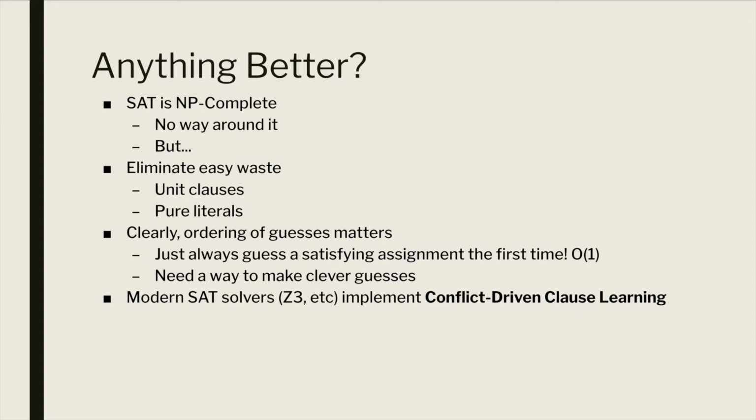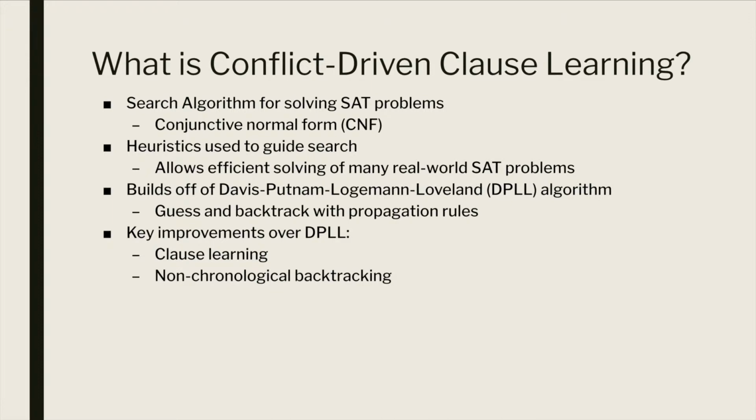Now there's no way to be that lucky, but we do want to find some way of avoiding too many bad or unproductive guesses. This all leads us to what is used in modern SAT solving programs like Z3, conflict-driven clause learning. So, what is conflict-driven clause learning, or CDCL? Well, it's a search algorithm for solving SAT problems, specifically SAT problems presented in conjunctive normal form. CDCL provides a set of heuristics that guide its search, hopefully making it more likely to find a satisfying assignment quickly. CDCL takes many of its ideas from an earlier development, the Davis-Putnam-Logemann-Loveland algorithm, and adds to it 2 key features, clause learning and non-chronological backtracking.